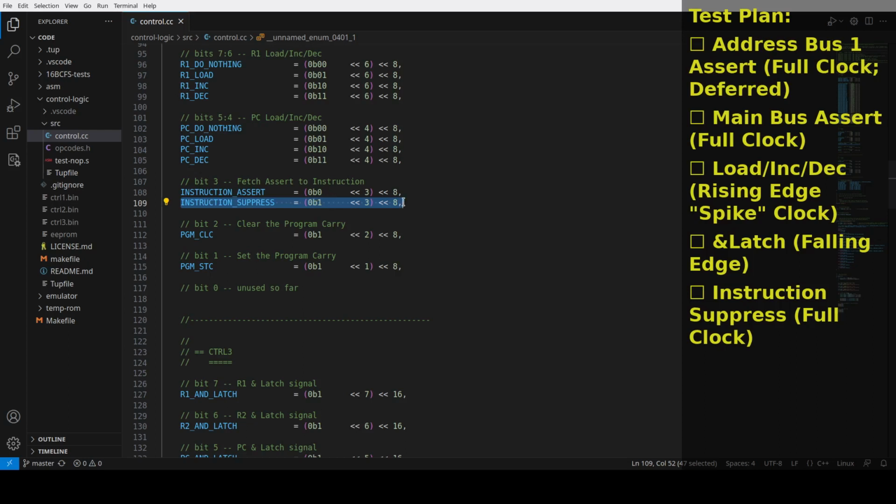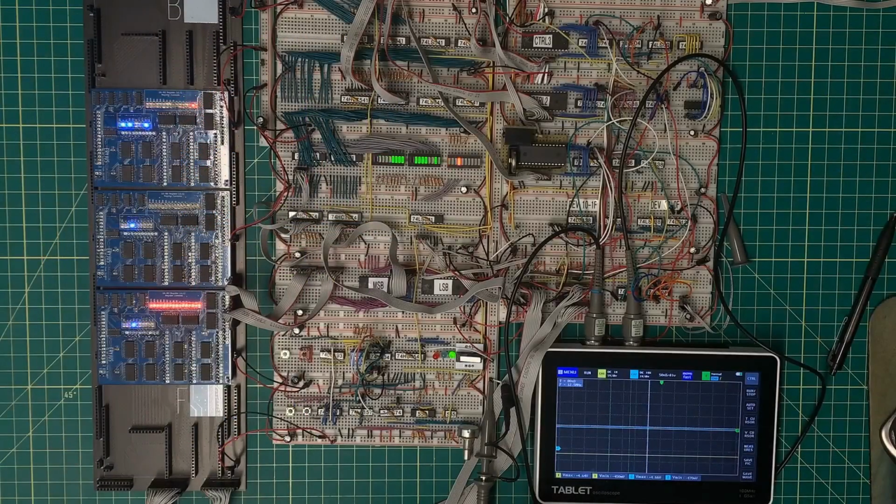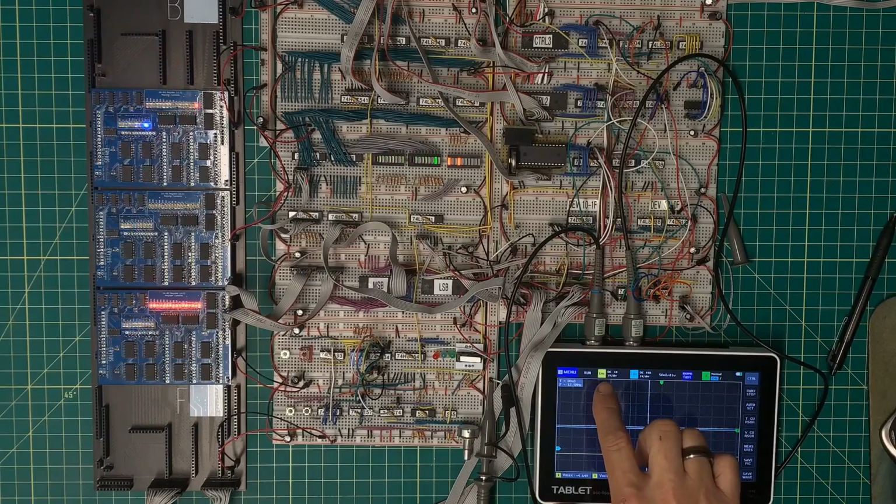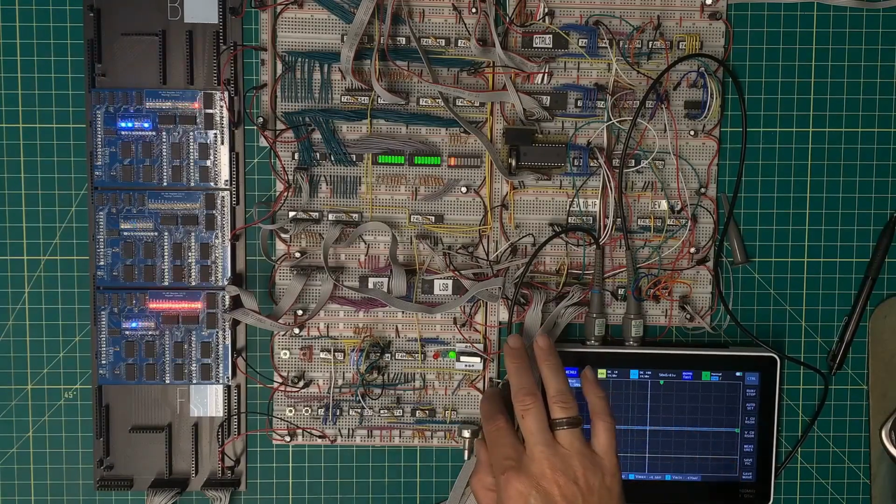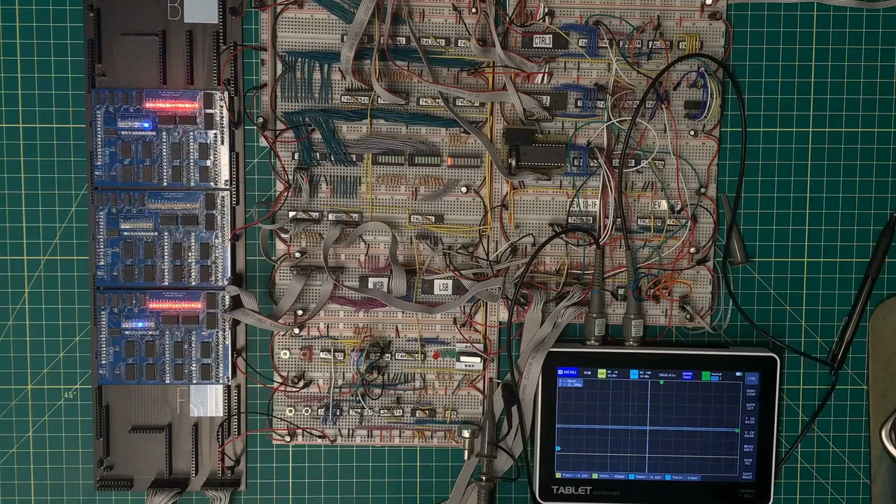This is the last signal that I will look at, the clear carry and set carry. I cannot test because I don't have the ALU hooked up at the moment. Okay, my yellow trace is hooked up to my raw clock signal here.